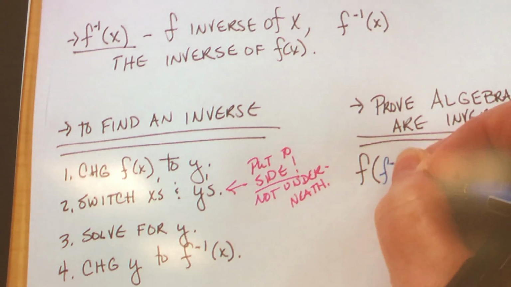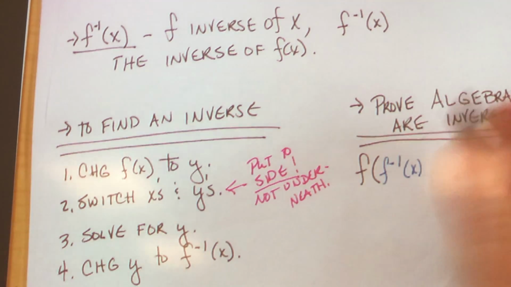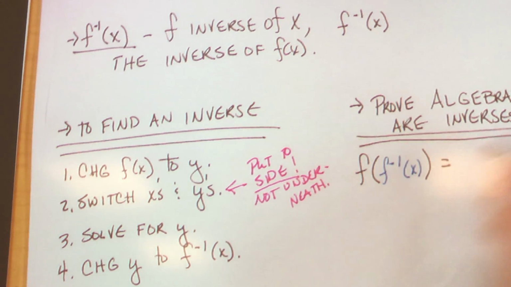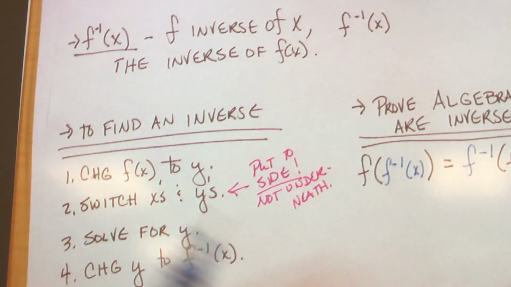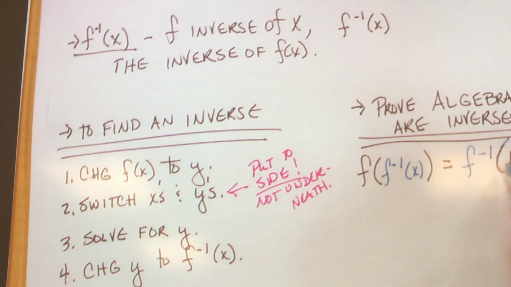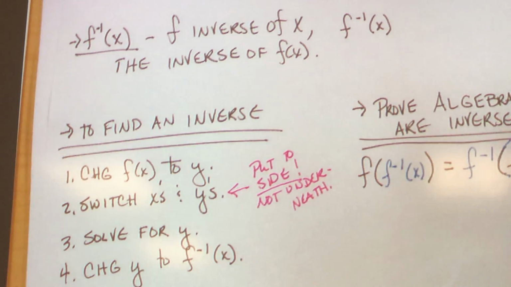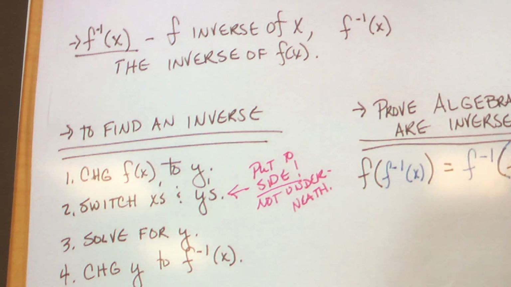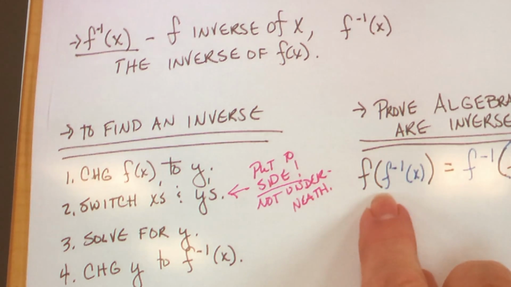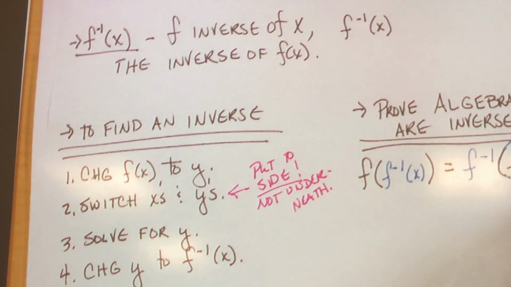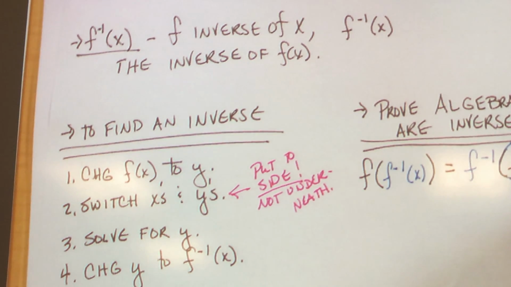F inverse of x must be equal to F inverse of f of x, and they both should be equal to x. All right, so you're going to find f. These are composite functions. You're going to find f of f inverse, and it should be equal to x. And then you're going to find f inverse of f, and that should be equal to x also.